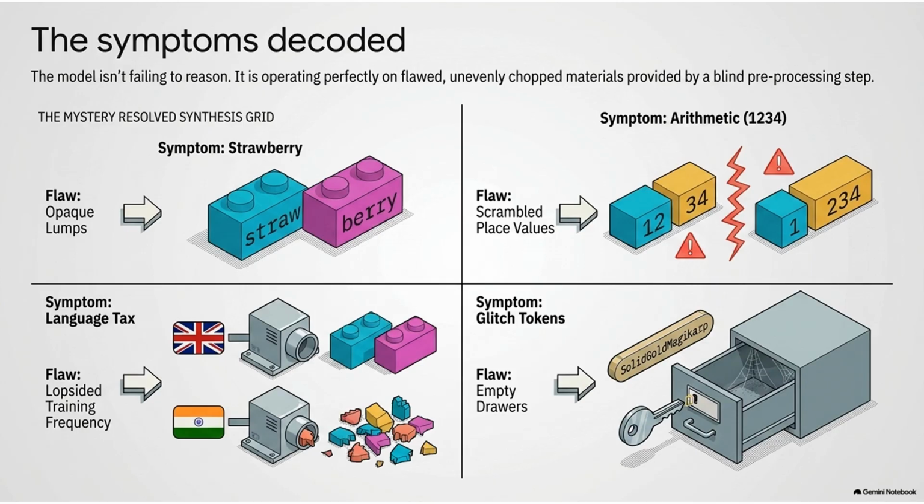So now let's go back to those four mysteries. All four on one screen, and read the line under the title because it is the honest summary of this entire video. The model is not failing to reason. It is operating perfectly on badly chopped materials handed to it by a blind pre-processing step. Symptom 1, strawberry. The flaw is opaque lumps. Straw and berry are two shapes. There are no letters inside them to count. Asking the model to count the R's is like asking someone to count the R's in a potato.